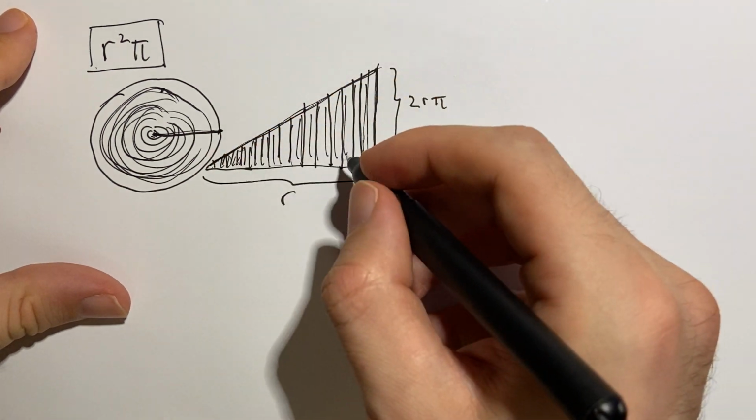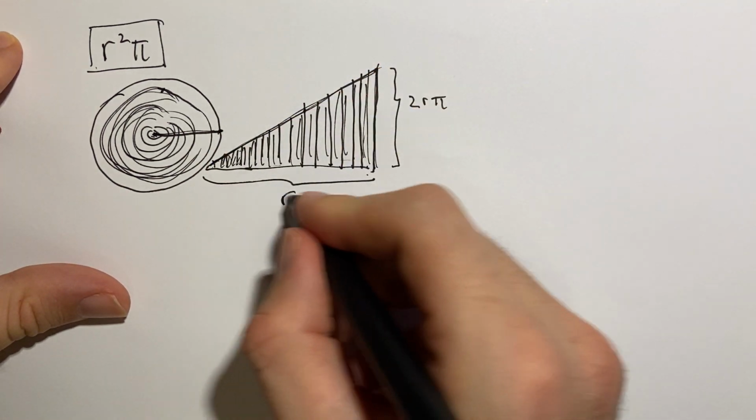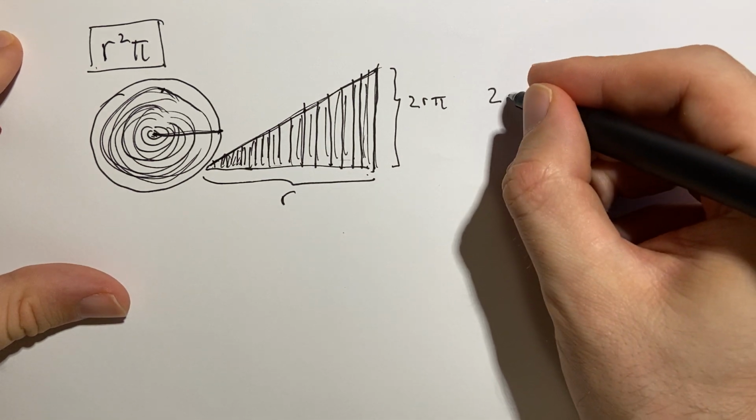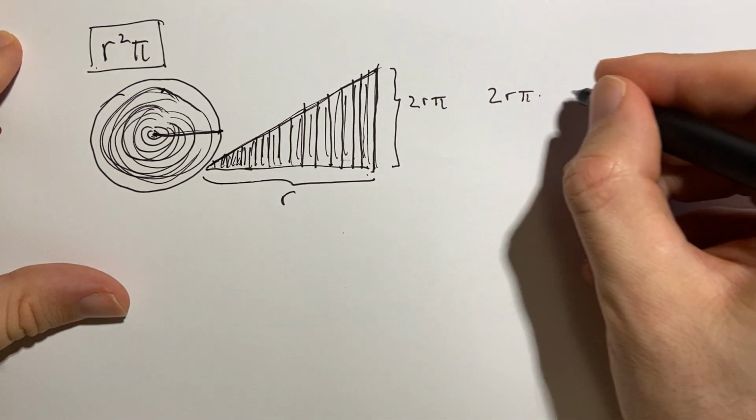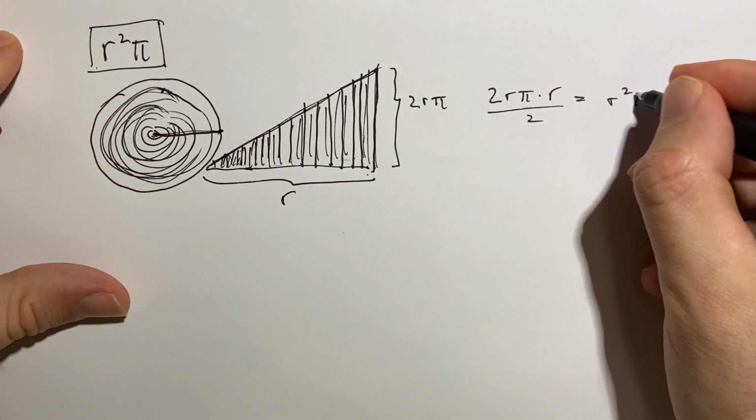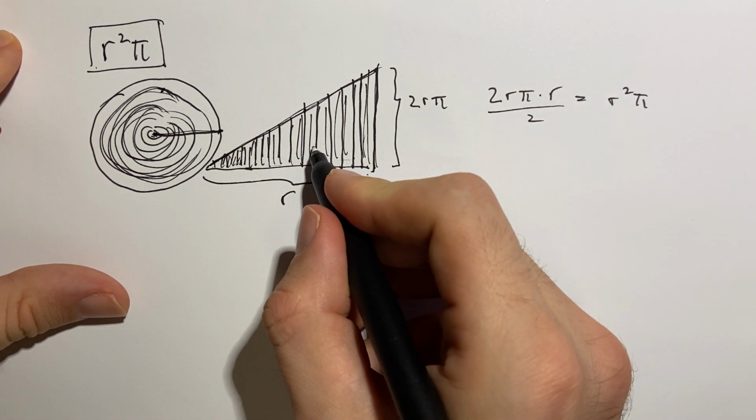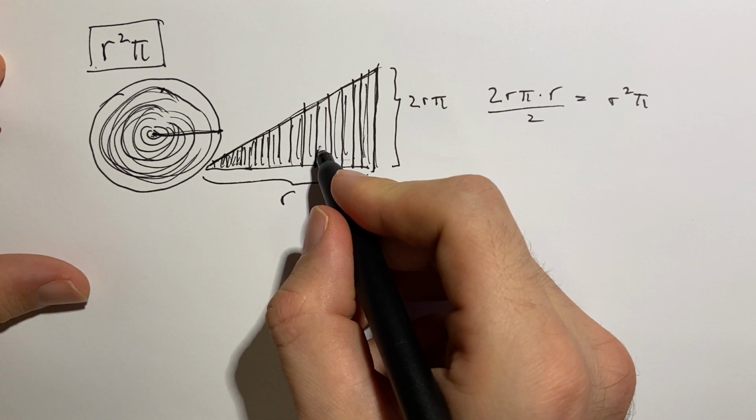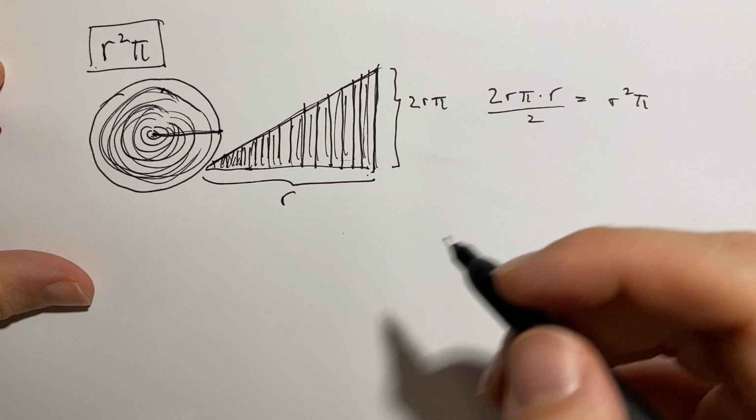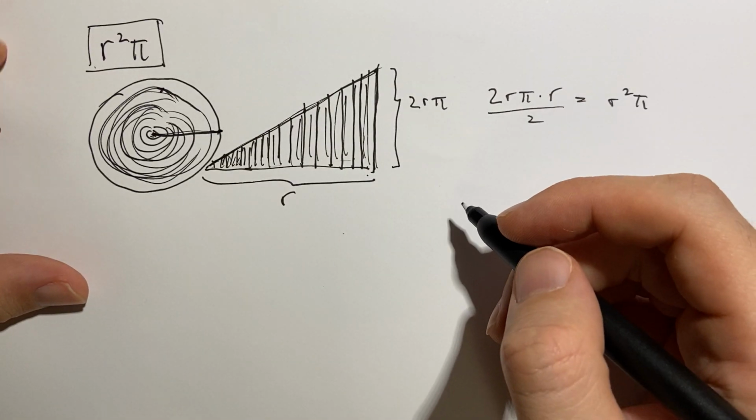You all know that the area of a triangle is the base times the height divided by 2, which in this case would be height times base divided by 2, which is r squared pi. So r squared pi is the area of this triangle, which in turn is the area of this circle. So that's a visual way to show it.